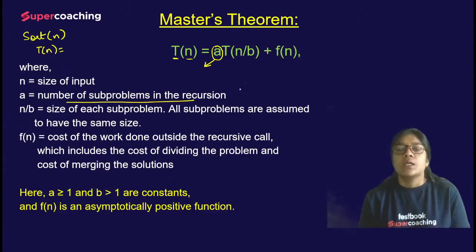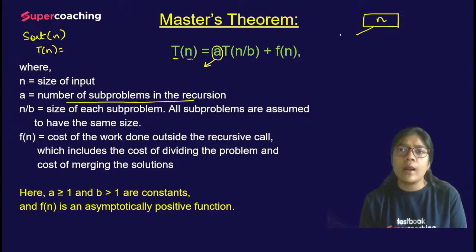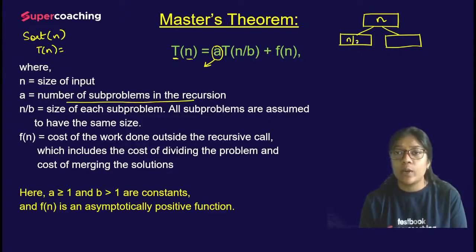Okay, so a is representing the number of sub problems. For example, we have n elements to sort. So we are dividing this problem into smaller parts. Until when will we divide into small parts? Until we reach the termination condition. So n by 2 elements are there on the left hand side, n by 2 elements on the right hand side. Again, I'll be dividing this into two parts.